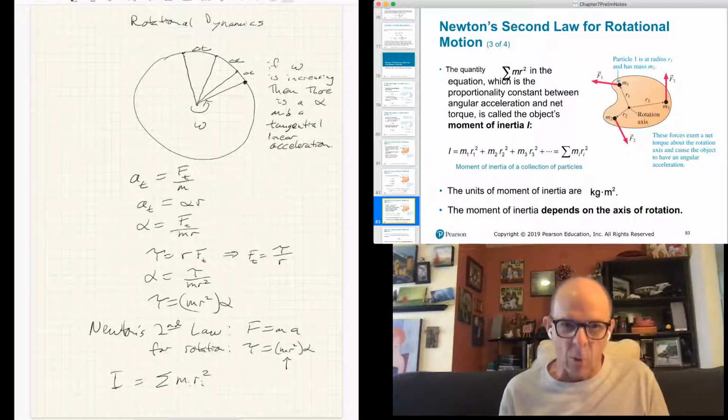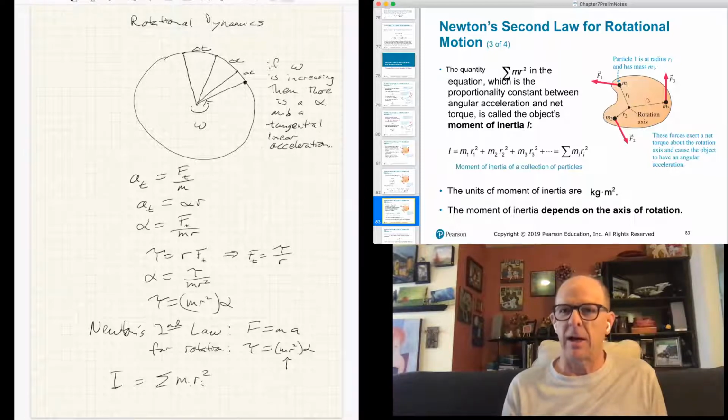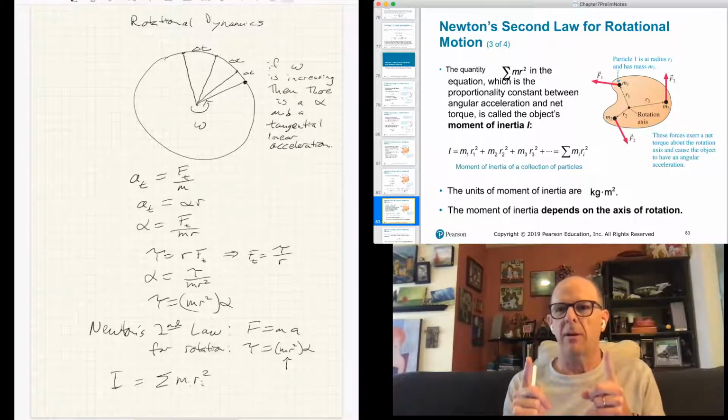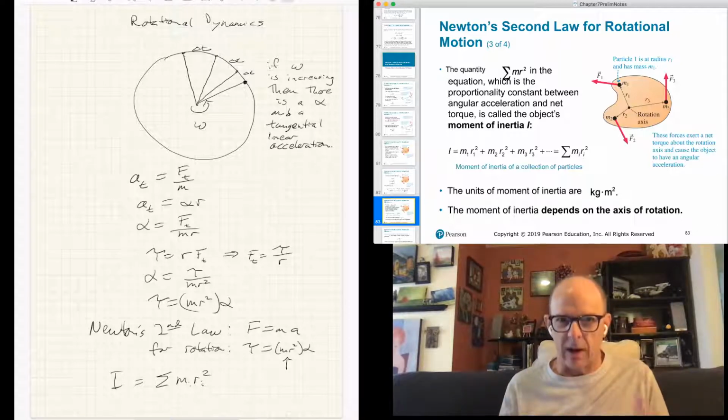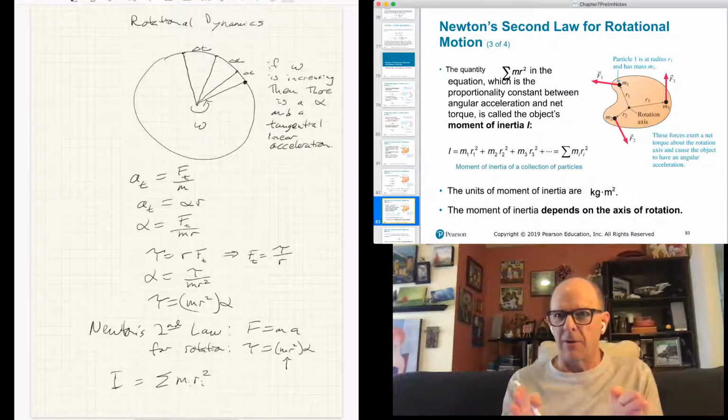But it is always proportional to the mass of the object and the square of some length scale. So it's always got kilograms times meters squared. The kilograms is the total mass of the object. Meters is some measure of the distance of the object.